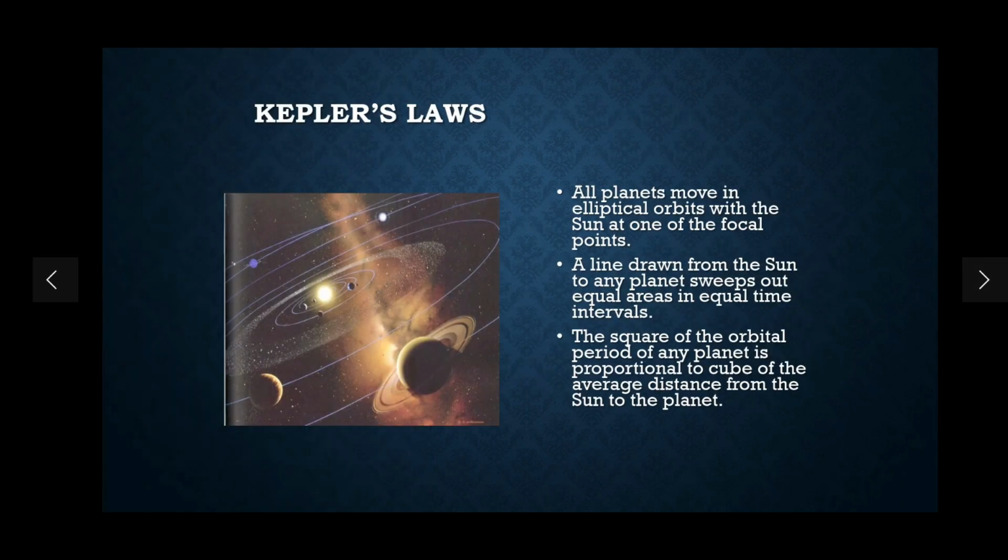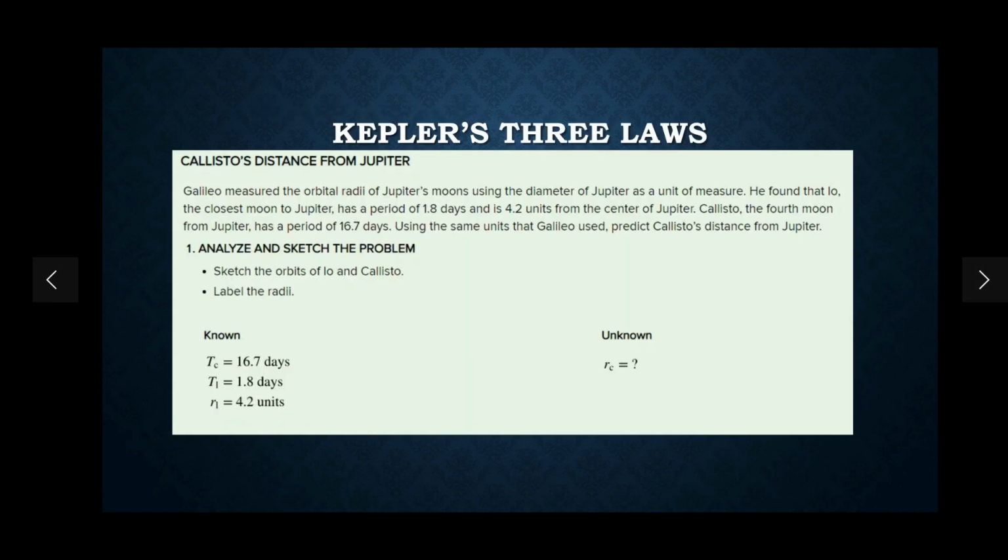Revising Kepler's laws: the first law, all planets move in elliptical orbits with the Sun at one focal point. Second law, a line drawn from the Sun to any planet sweeps out equal areas in equal time intervals. And the third law, the square of the orbital period of any planet is proportional to the cube of the average distance from the Sun to the planet.